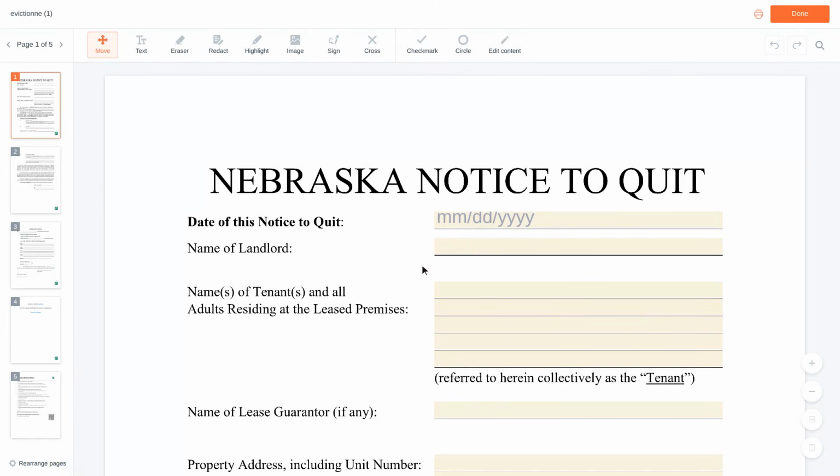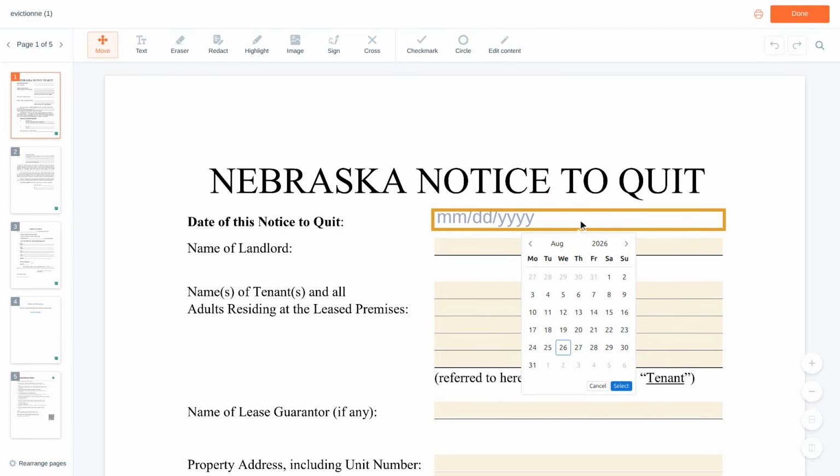Let's fill out the Nebraska Eviction Notice together, the written notice a landlord serves before an eviction case can begin, and check what the state asks of it as we go. Start at the top with the date of this notice. Then the landlord's name, in our example Anna Baker, and the tenant's, here Ben Carter.